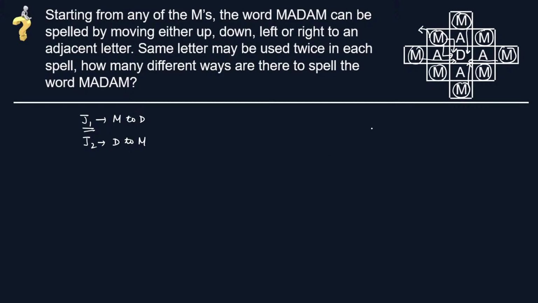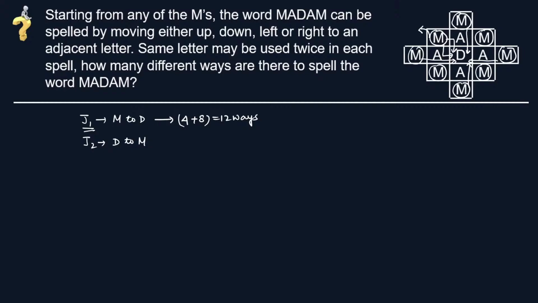So to reach D from these 4 places, there are a total of 8 ways. And to reach D from these extreme 4 M's, there are 4 ways. So your job 1 can be accomplished in 4 plus 8, that is 12 ways. Is it clear to all? So what we have done in job 1 is simply reach D from the M.